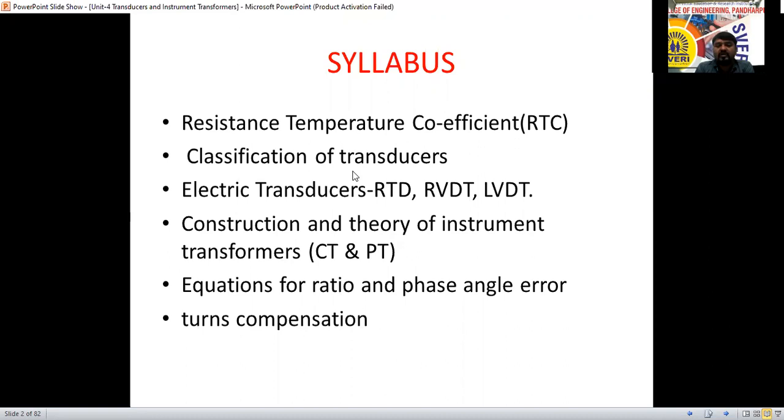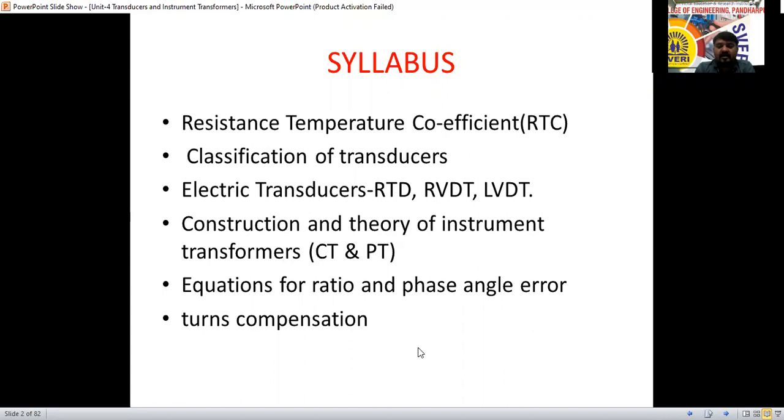Next, we are going to discuss the classifications of transducers, whatever I told now: analog, digital, active, passive, electrical, mechanical, and primary, secondary, like this. After that, we will go to particularly electrical transducers, that is the resistance temperature detector, rotational variable differential transformer, and linear variable differential transformer, that is RTD, RVDT, LVDT. These 3 types we are going to discuss in this chapter.